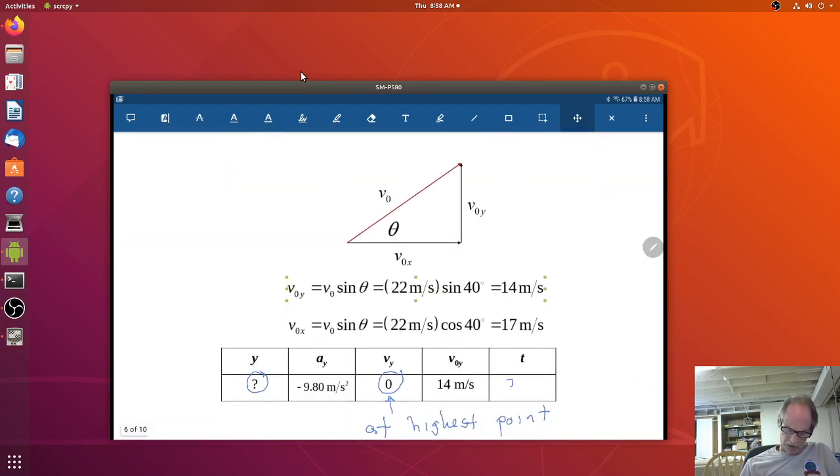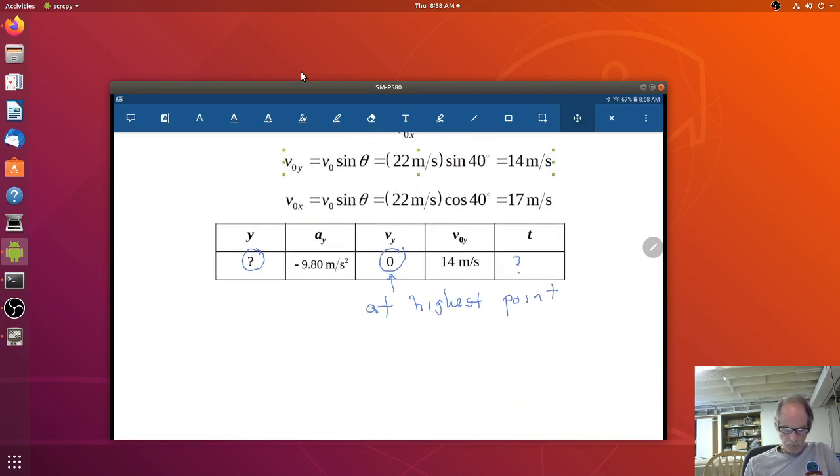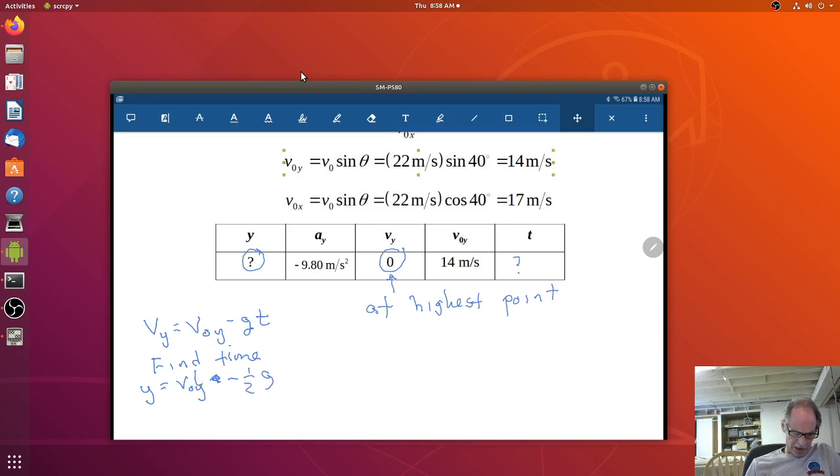We don't know the time here. They don't tell us what time it gets up there. Now, there's two ways we can solve this problem. I could use the VVAT equation, Vy equals V0y minus gt, to find the time. And then I could use y equals V0y t minus 1/2 gt squared to find y. That would be one way.